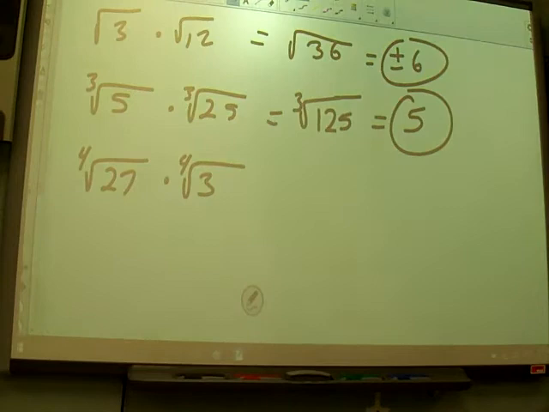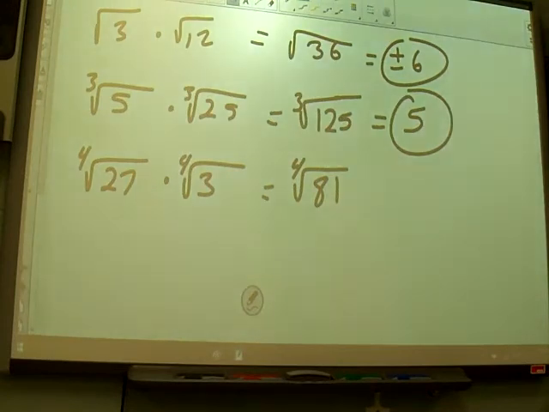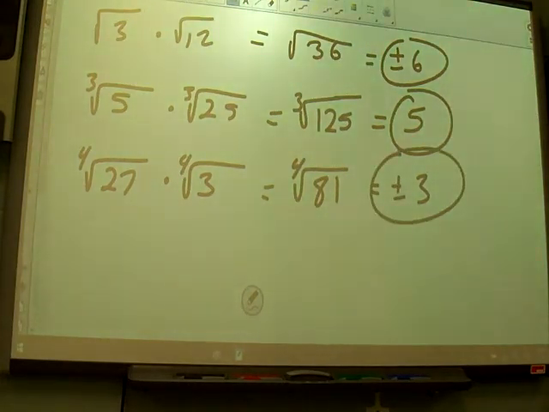Very good. All right, so you had two 4th roots, so you kept a 4th root. What was 27 times 3? 81. Then you had to check and see if 81 was a perfect 4th power or not. What was it? 3. And since my 4 is an even number, I give my plus minus.